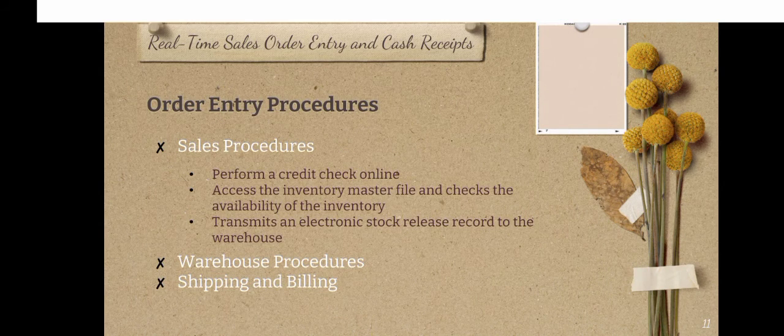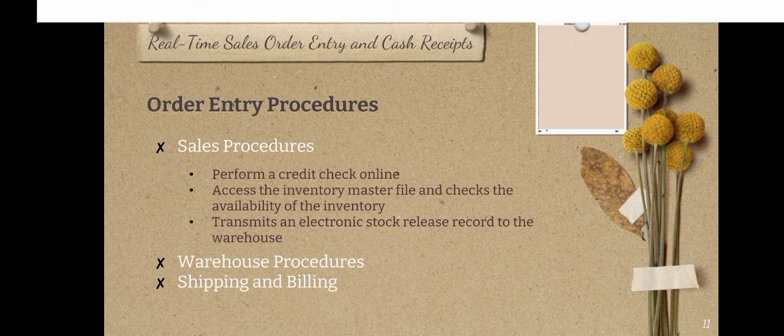Next is the real-time sales order entry and cash receipts. This involves the order entry procedures. First is the sales procedures. The clerk performs the following tasks in real-time mode. It performs a credit check online. It accesses the inventory master file and checks the availability of the inventory. And lastly, it transmits an electronic stock release record to the warehouse.